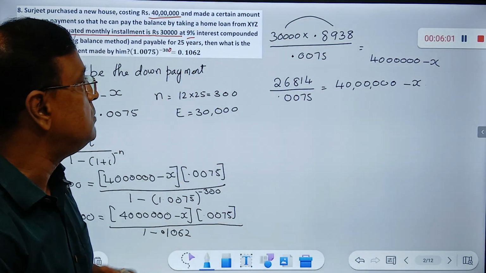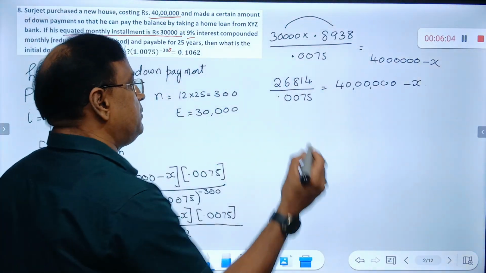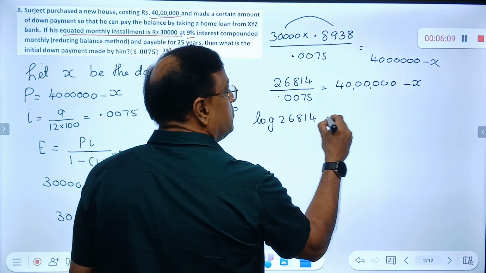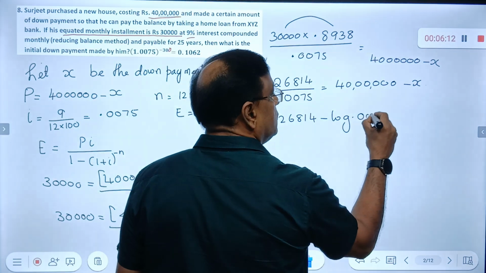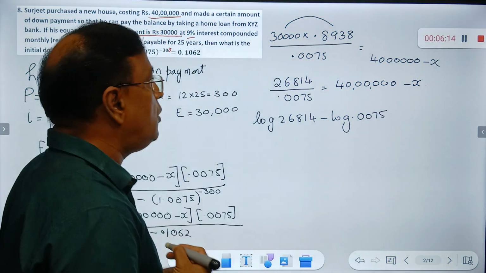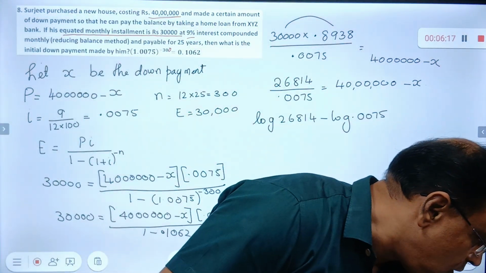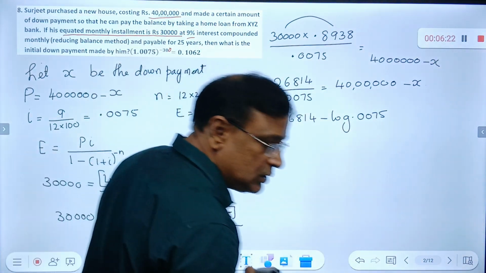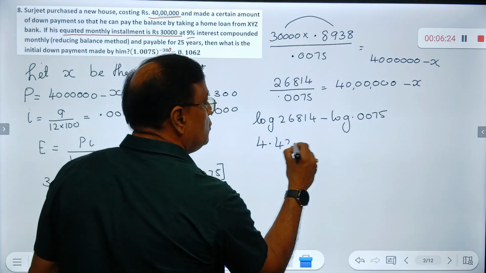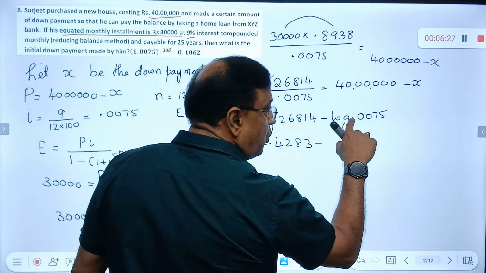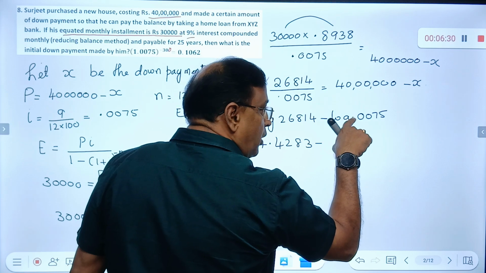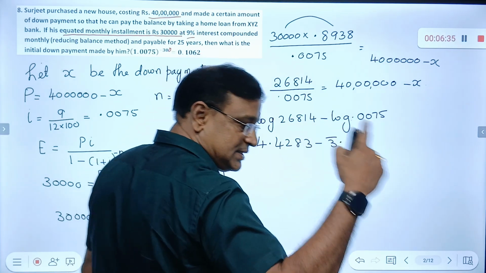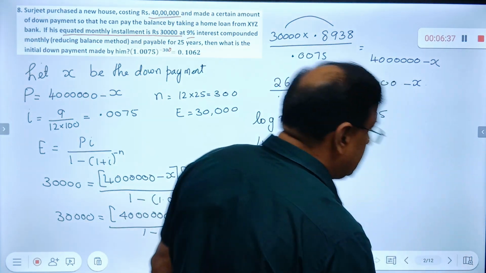Now how do I calculate this? For this I have no other option but to use logarithm, or you can directly divide. I prefer to use logarithm. So this is log of 26814 minus log of 0.0075. Now what is log of 26814? It is a 5-digit number, so the characteristic is 4. So it is 4.4283 minus, this is 0.00, so for 0.0075, bar 3 point. Look at 75. Log of 75 is coming as 8751.